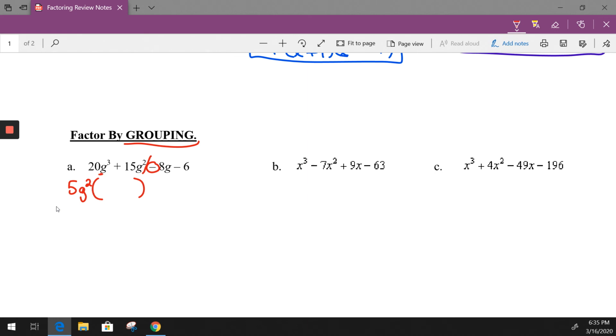Since there are 2 terms here, there should be 2 terms here. When I divide the 20 by 5, I get 4. When I factor the g squared out of the g to the 3rd, I get another g. And then the 15 divided by 5 is a positive 3. And then I factored out the g squared already. And if you were to mentally multiply this back together, it should equal what you started with.